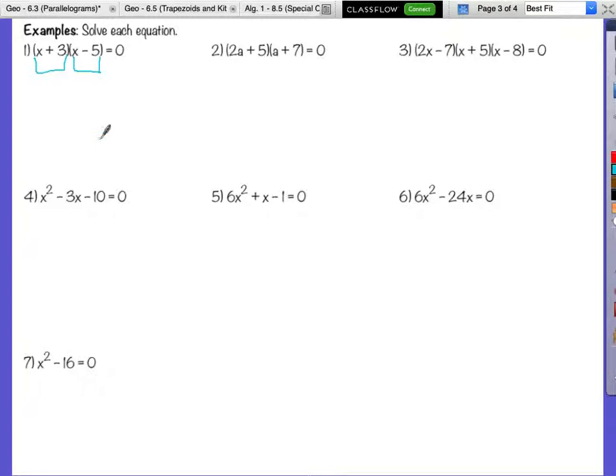So what we're going to do is set them both equal to 0. We know that at least one of these two is going to equal 0. So we're going to set x plus 3 equal to 0, and we're going to set x minus 5 equal to 0.